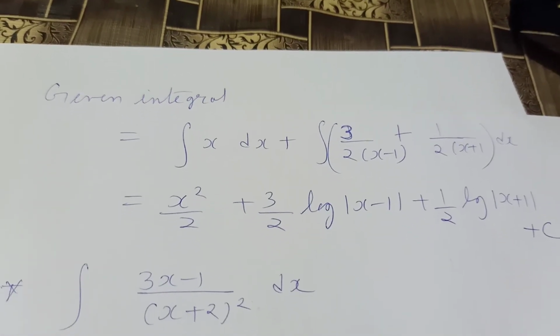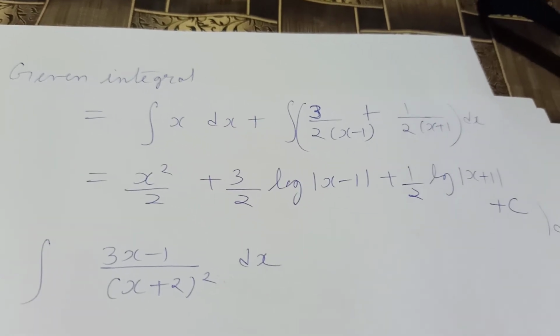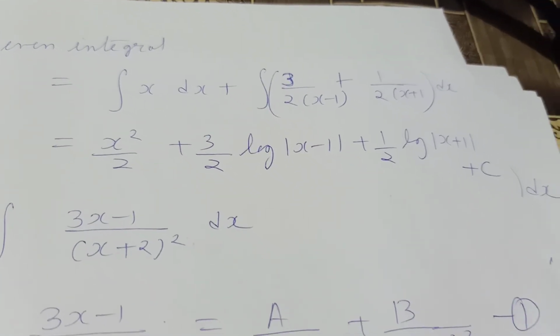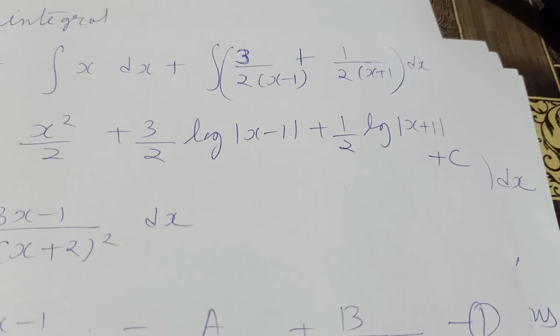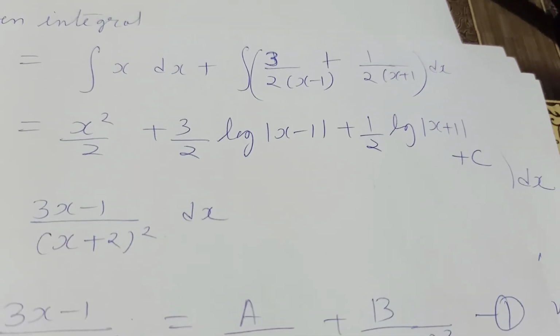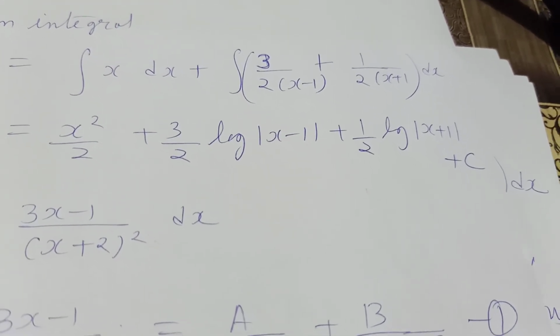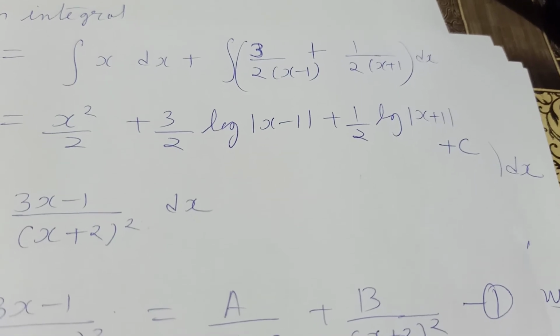So the given integral will become the integration of x dx plus the integration of 3 by 2 upon x minus 1 plus 1 by 2 upon x plus 1. If we solve it, we will get x square by 2 plus 3 by 2 log mod x minus 1 plus 1 by 2 log mod x plus 1. This is our answer.